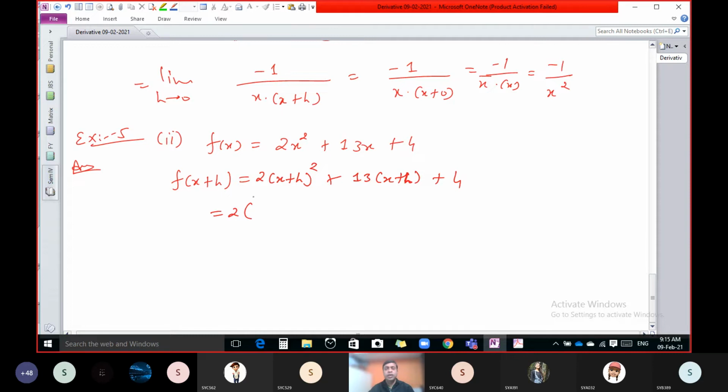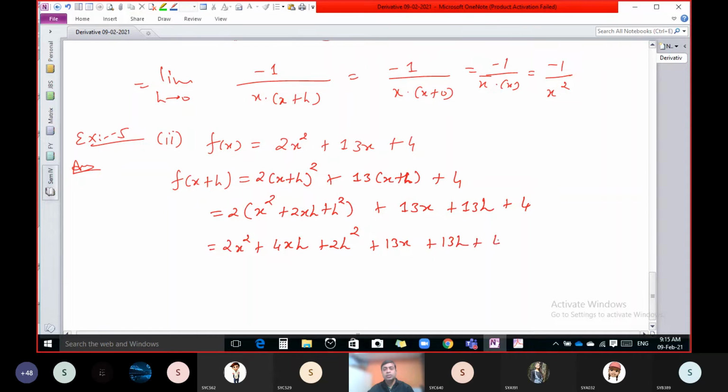What is x plus h whole square? x square plus 2xh plus h square. Correct. And open this bracket, 13x plus 13h plus 4. Now open this. So we get 2x square plus 4xh plus 2h square plus 13x plus 13h plus 4. This is f of x plus h.